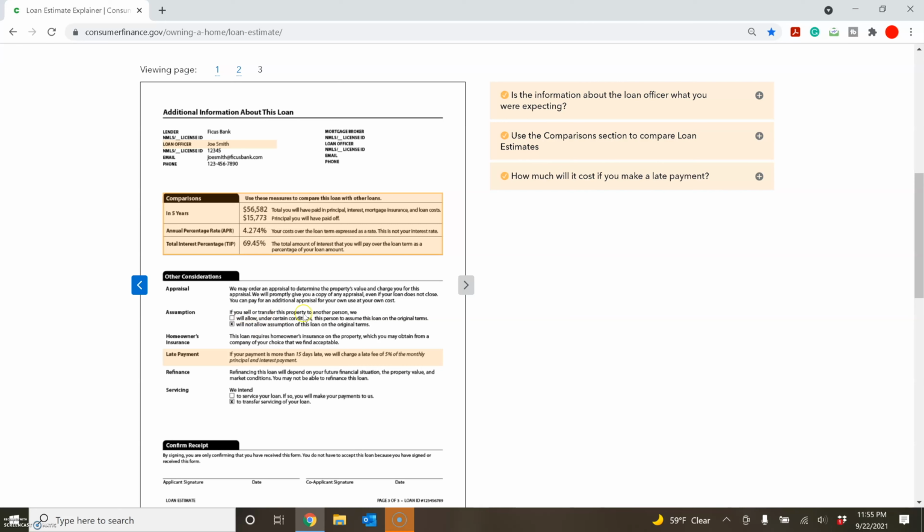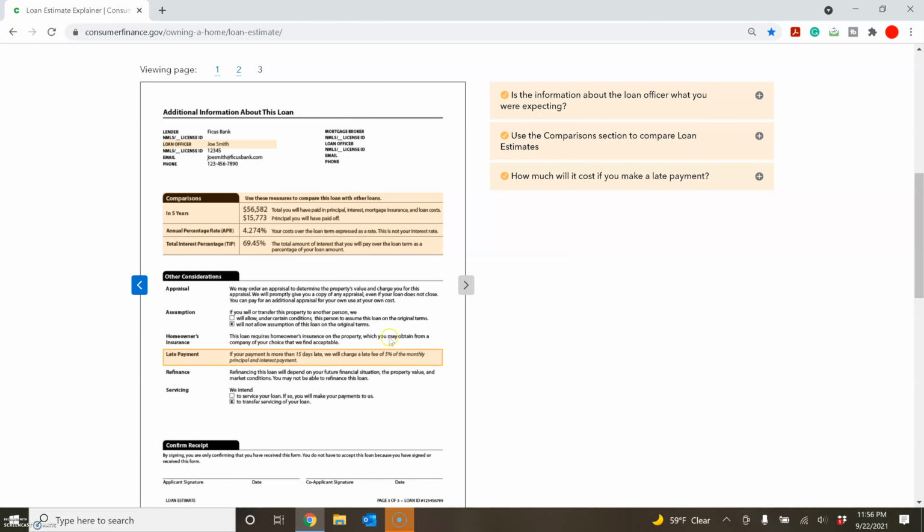So this is an assumption. You do have the right under certain circumstances to have someone assume this note, which is different than selling a home. They take on the same interest rate, everything like that. It's a good thing to have. It's not always allowed, but sometimes it is. If they meet certain conditions, they can take over your loan.